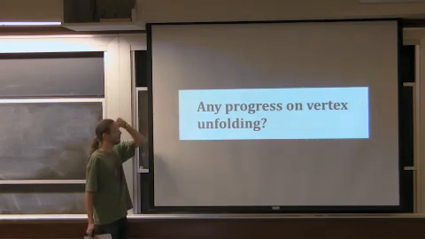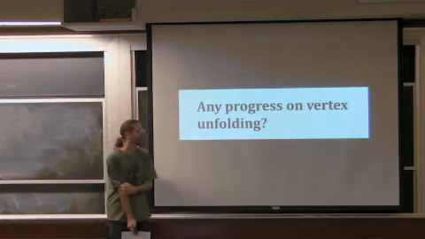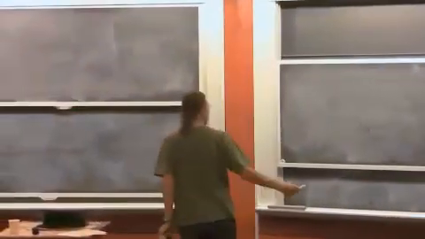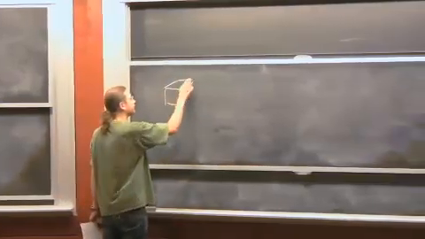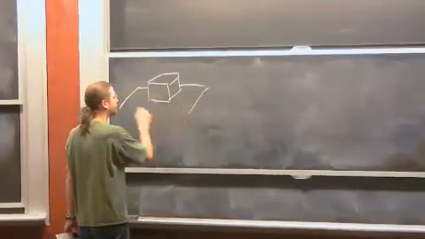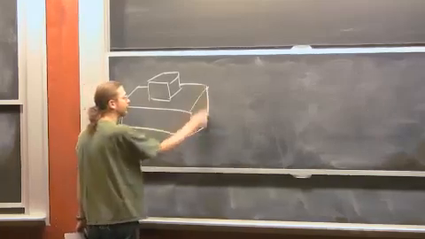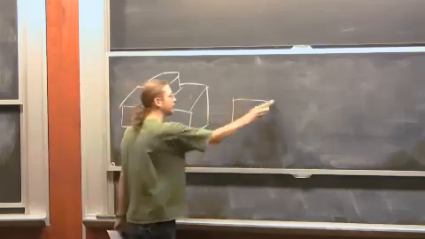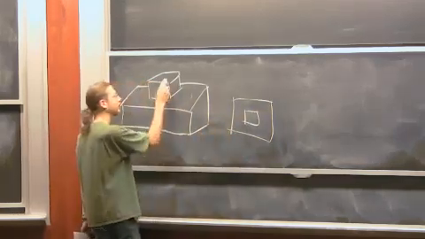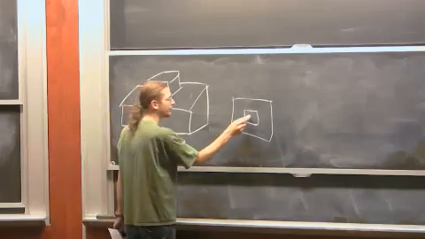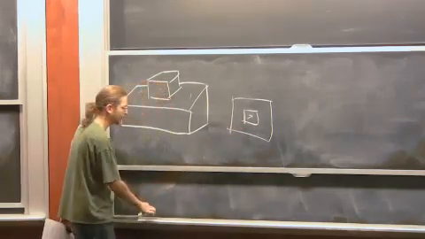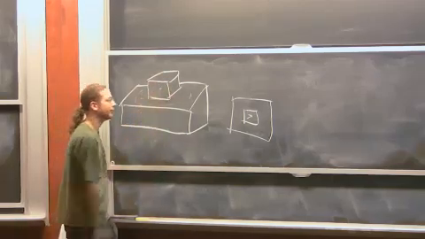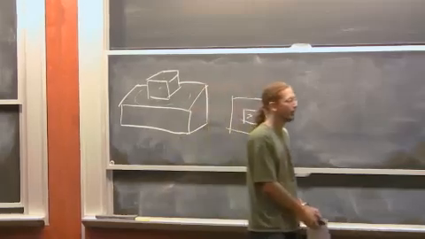All right, next question is, any progress on vertex unfolding? And there's one new result. Before, I showed you, I think, one example of a vertex-ununfoldable polyhedron. This guy, box on a box. Initially we said this is edge ununfoldable, but it's also vertex ununfoldable because this face here is a donut, and the 5 sides of that cube have to fit in here, and there's not enough area for them. And that's true also if you're vertex unfolding.